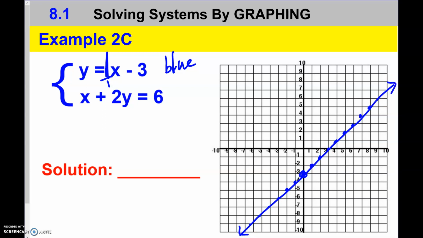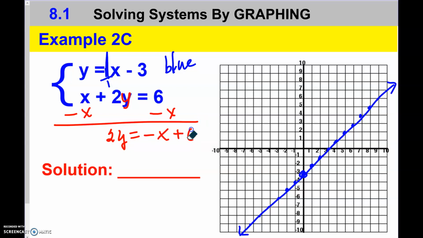All right, the second one I'm going to do in red. Now, this is the whole reason why in the last chapter we were solving for a variable. We want to get this y all by itself. So we are going to subtract x from both sides. So 2y equals minus x plus 6. They are not like terms. And then we have to divide everything by 2. So we get y equals negative 1/2 x. And 6 divided by 2 is 3.